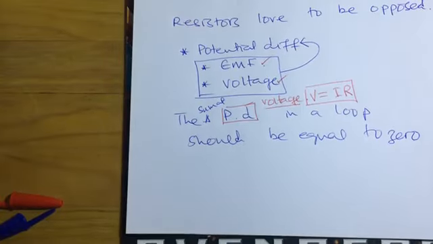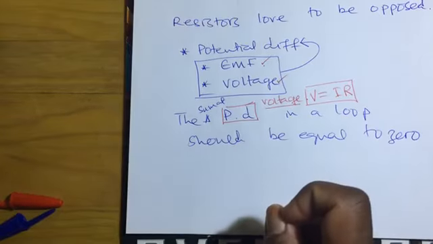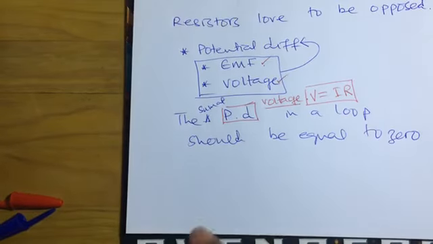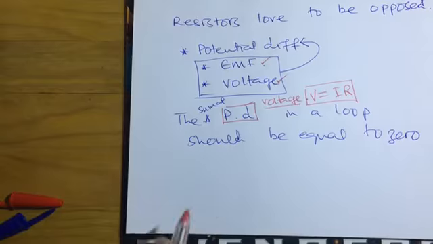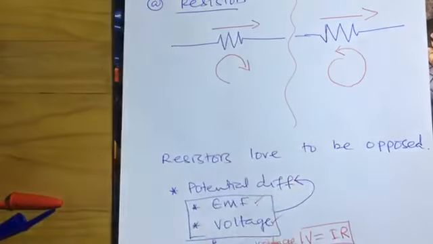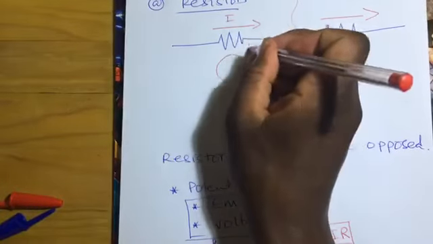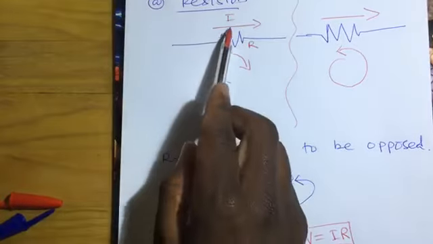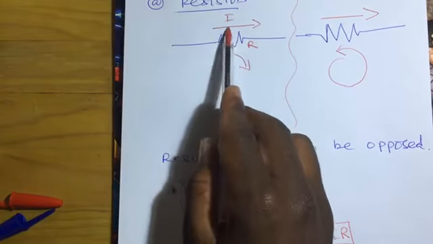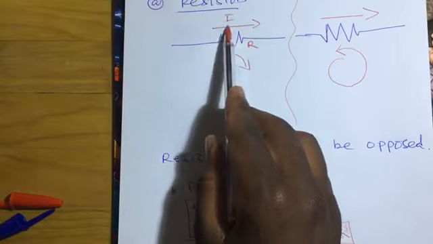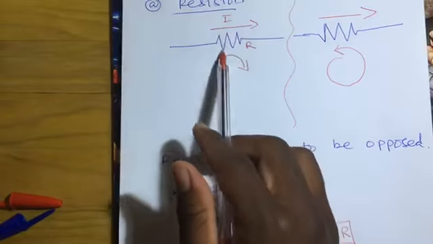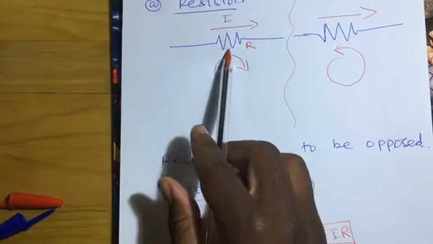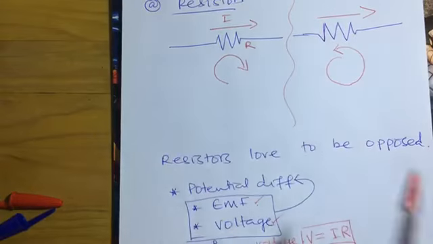You understand? So, whenever a resistor is involved, the voltage across that resistor is gotten by multiplying the current passing through that resistor, current I, and the resistance R. When you multiply I by R, you get the voltage or the potential drop across this resistor. Now, potential drop could be negative or it could be positive, depending on whether the current and the loop are opposing each other.